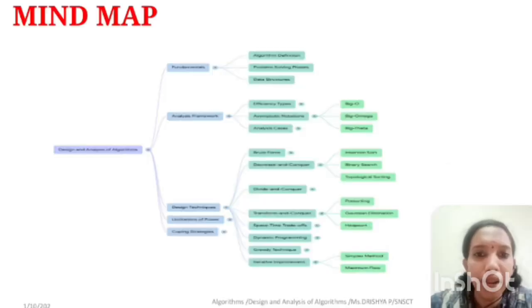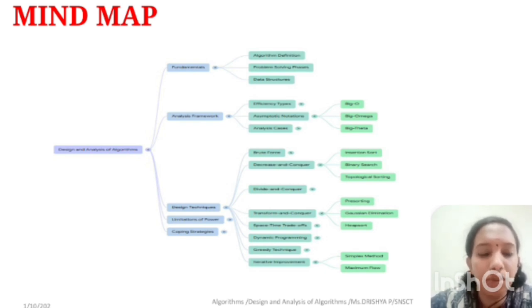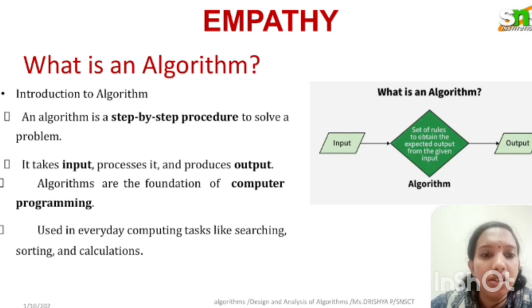This is the mind map of our DAA subject, covering all things about the design analysis of algorithm from the first chapter to the fifth unit. Today we are discussing the basics, or the introduction, of the design analysis of algorithm. First one is, what is an algorithm?